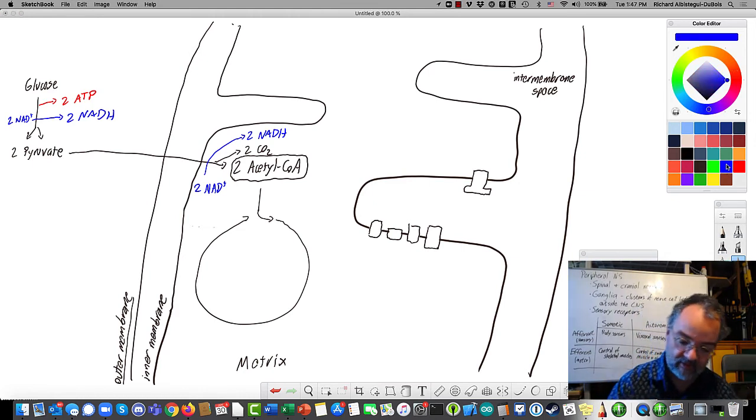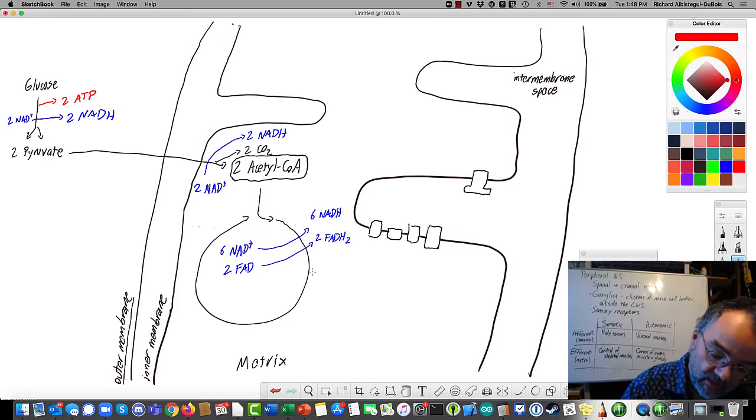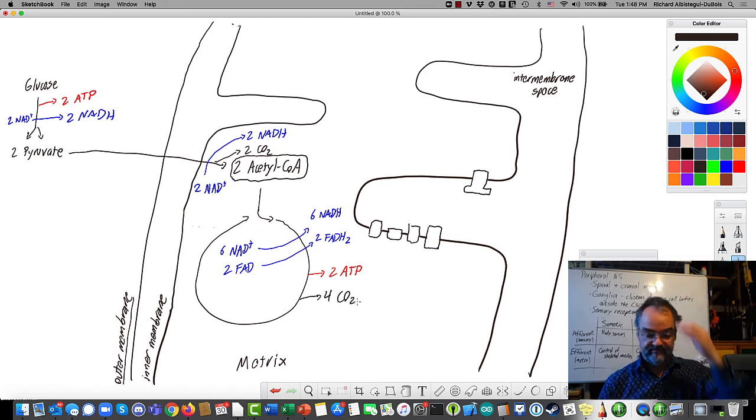The products of the Krebs cycle are 6 NAD+ get turned into 6 NADH. 2 molecules of something called FAD, which is similar to NAD+, become 2 what are called FADH2. 2 ATP come out of it directly. And as waste products, we produce 4 CO2.